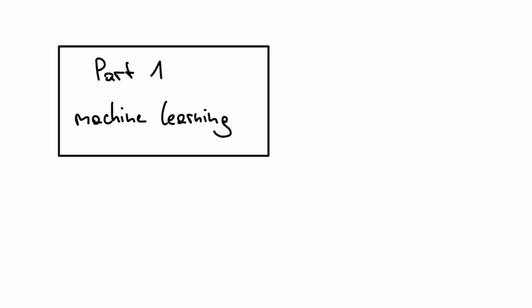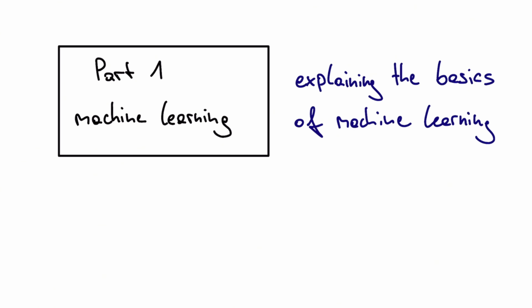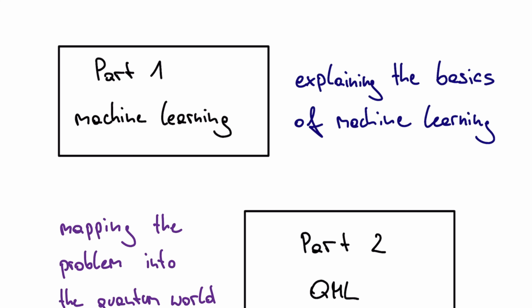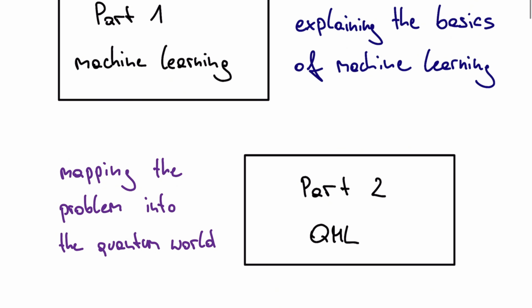The first one, this video, focuses entirely on classical machine learning. In this part, I'll explain the basic principles of machine learning as clearly as possible and then simulate the process using code so you can get a better idea of how it works. The second part will focus on quantum machine learning, where we'll take the same machine learning problem and translate it into the quantum world. Let's start by looking at the problem we want to solve.